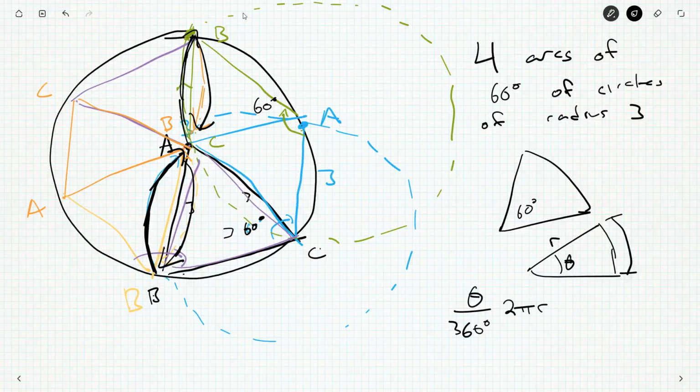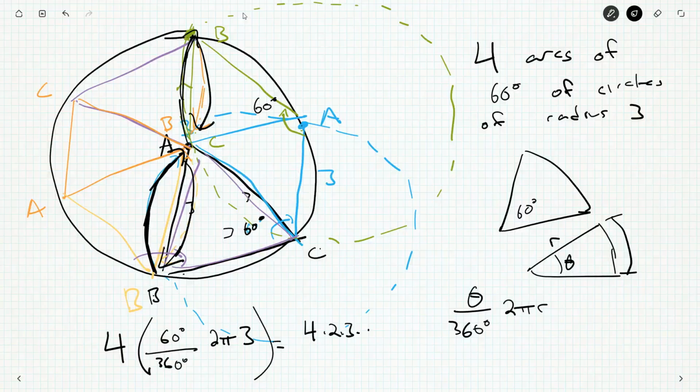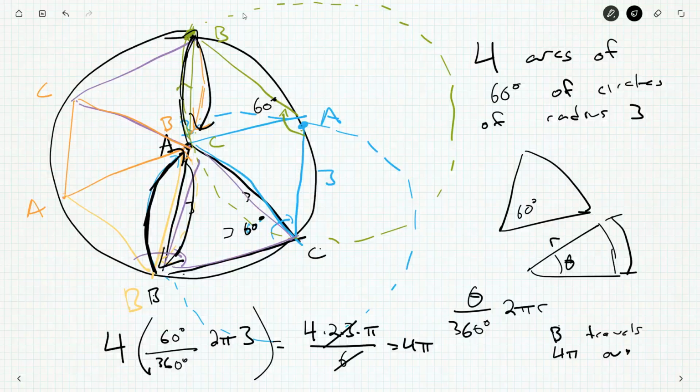Okay? So we want 4 of these arcs. 4 60-degree arcs, so it's going to form a sixth of the circumference of the circle. And the circle, 2 pi r is 3 here. So we're going to have 4 times 2 times 3 times pi all over 6. 4 pi, so B travels 4 pi overall.